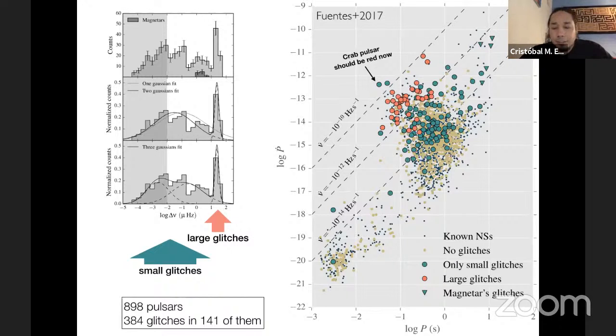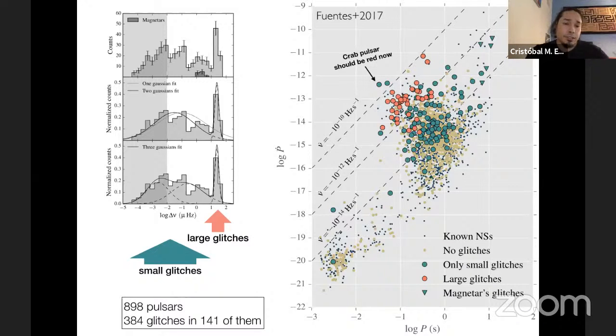And let me also mention what this shaded area on the left-hand side of the plot means. That means that below something like 10 to the minus 2 microhertz in the glitch size, we are not sure that we are detecting all those glitches. This is sort of a conservative limit, but it's important to keep in mind that the shape of this distribution towards the lower end, towards the smallest sizes, is very unclear. It might not be like this at all. We might be missing a lot of glitches.